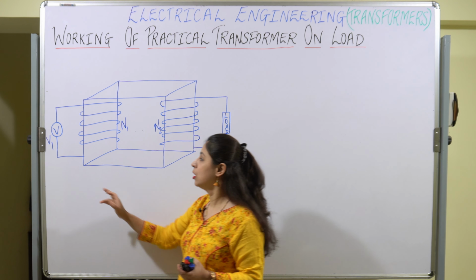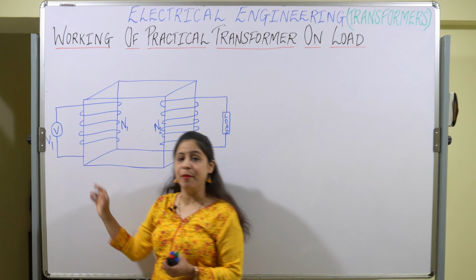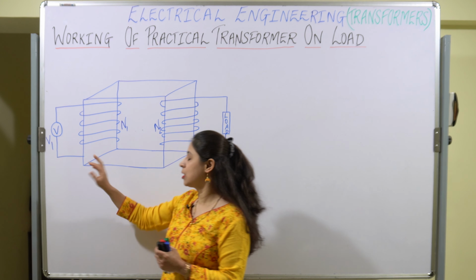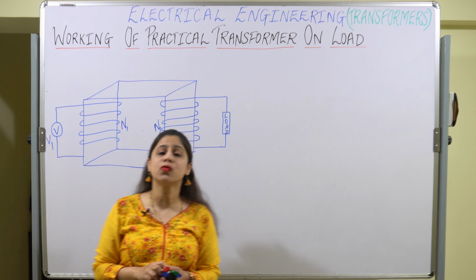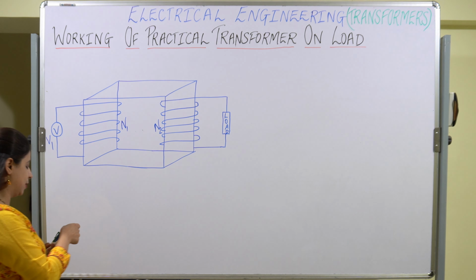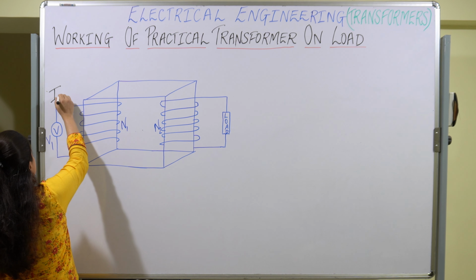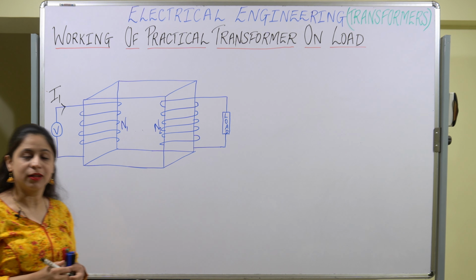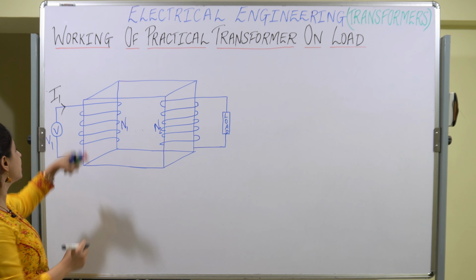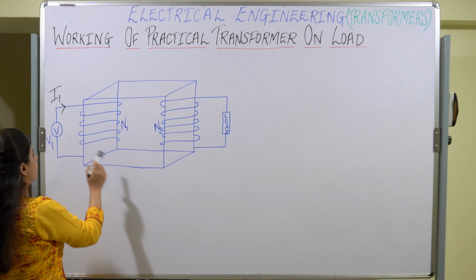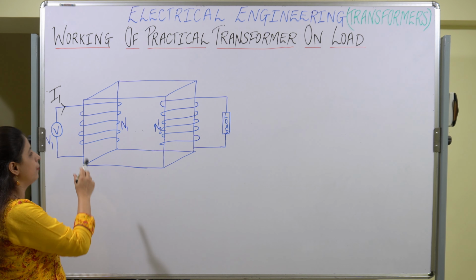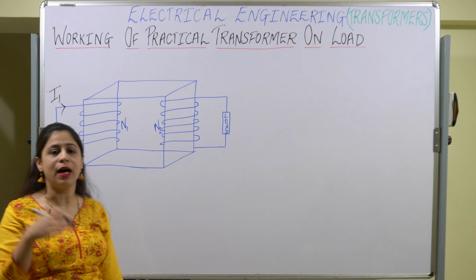Okay, so the voltage source is connected to the primary side. As soon as the voltage source is connected, current starts flowing in the primary side. Let that current be I1. The current starts flowing in the primary side and a flux is set up.